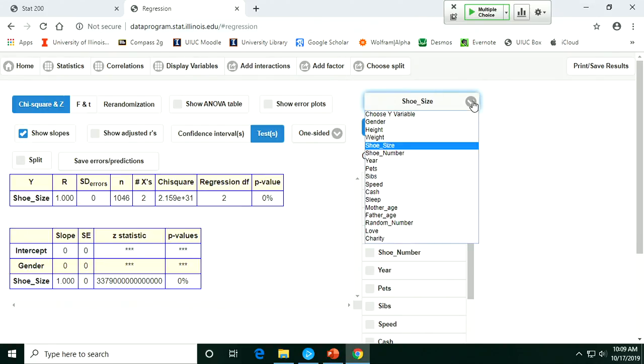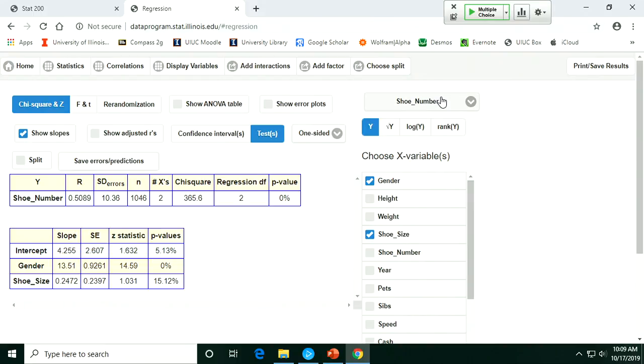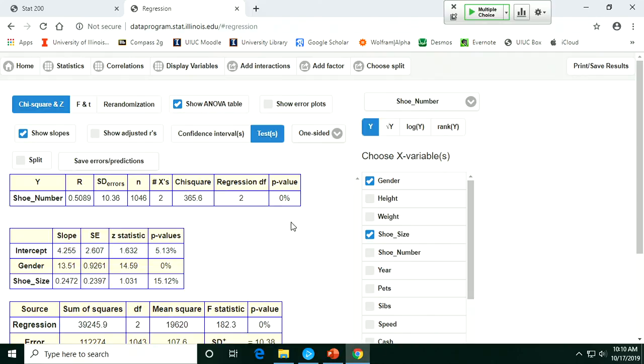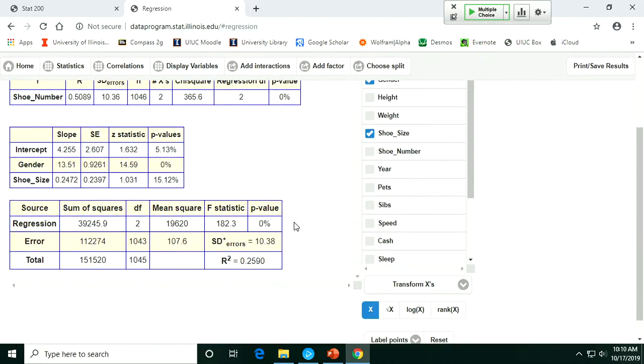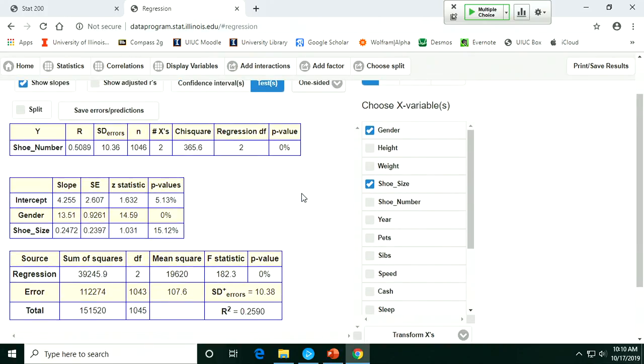Excuse me, the y variable should be shoe number, how many pairs of shoes you have. And we're going to choose gender and shoe size. And so there we have our coefficients. And here's the chi-square result. And if we want to show the ANOVA table here, we get the other result we got with the F. So any questions on that? Or how to interpret those tables?